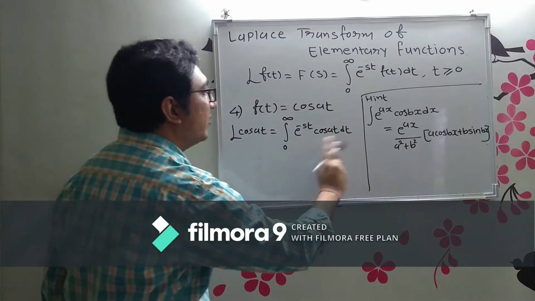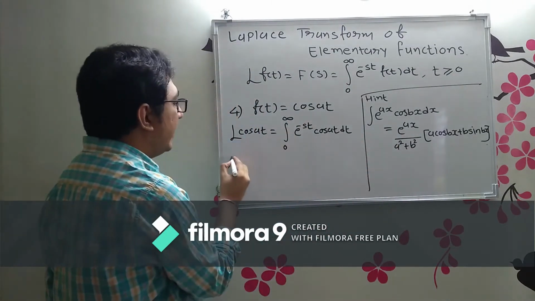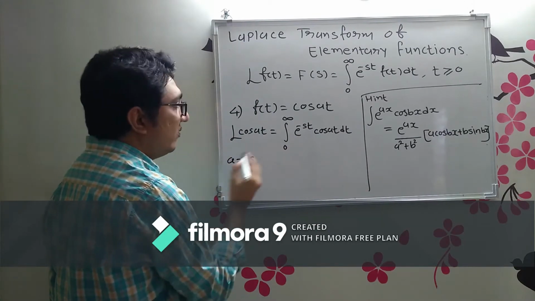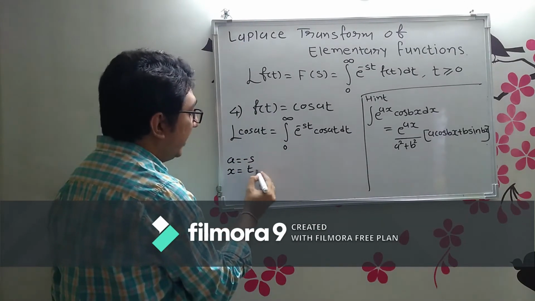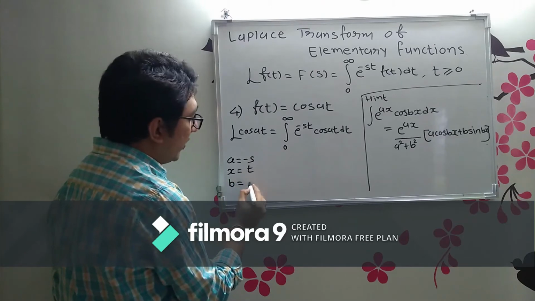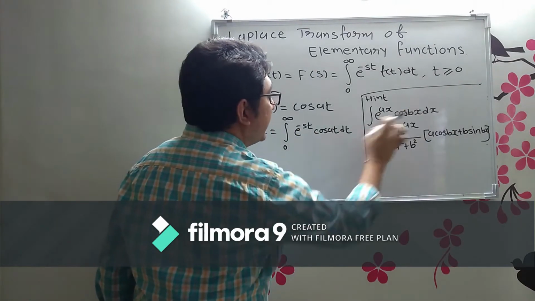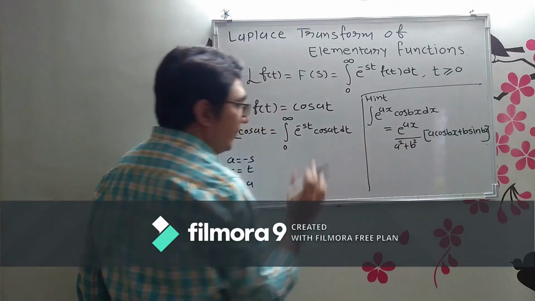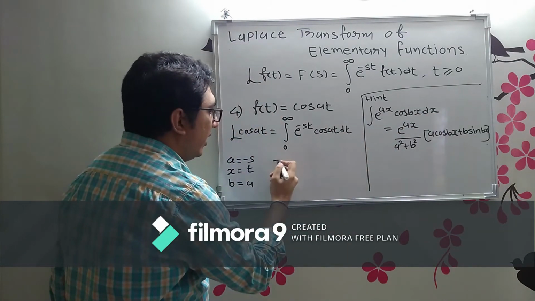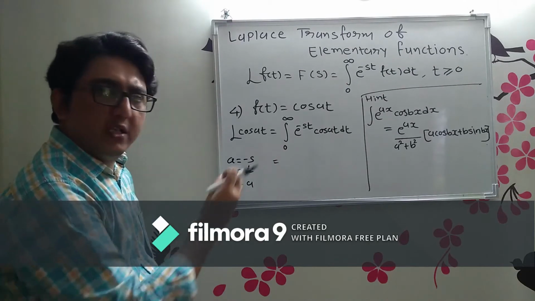So first of all, compare both the formulas and tell me what is a. a is equal to minus s. What is x? x is equal to t. And what is b? b is equal to a. Compare both the formulas. a is equal to minus s, b is equal to a, and x is equal to t. So just compare both the formulas. You will get the final answer.